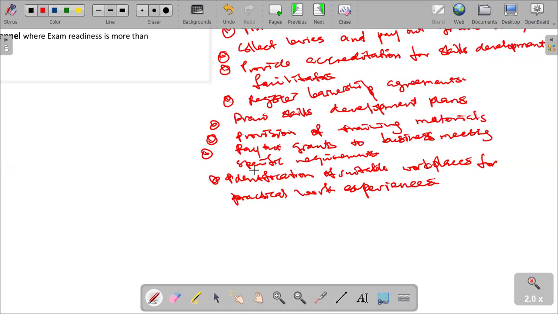These are quite good advantages or expectations or provisions that are expected from SETAs, sectorial education training authorities. They provide those functionalities. And then question 4.5.